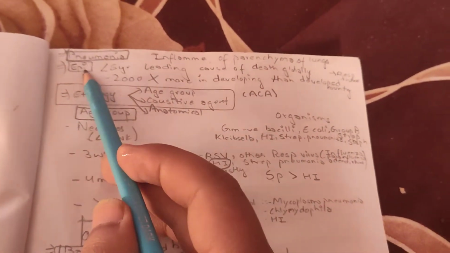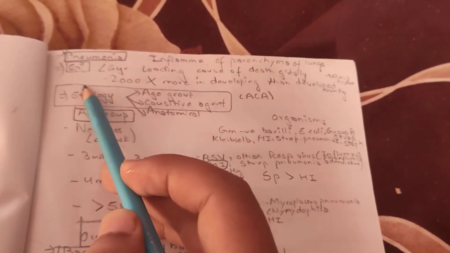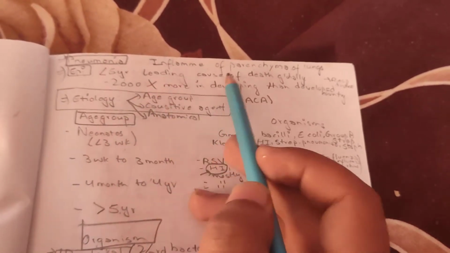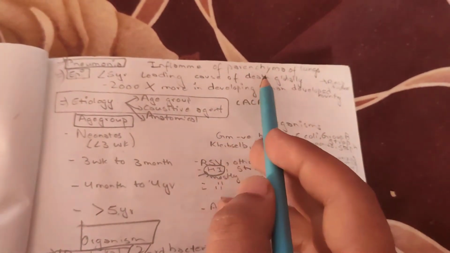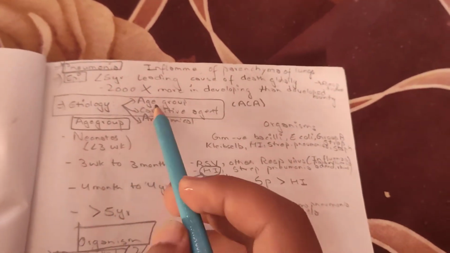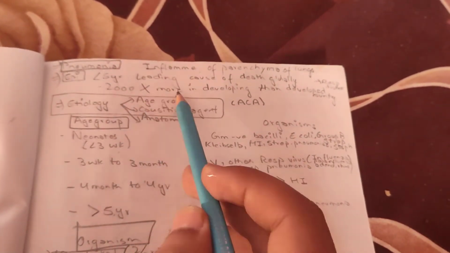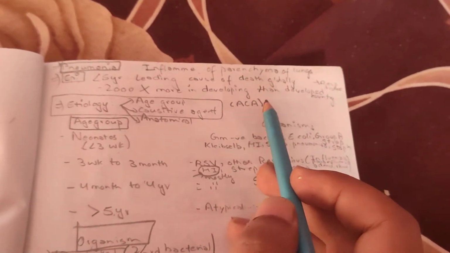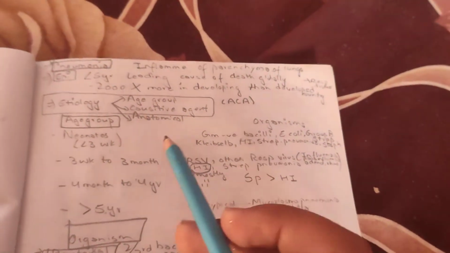Now, epidemiology. Why is the disease pneumonia important? Because it is the leading cause of death globally in children under 5 years of age, and it is 2,000 times more common in developing countries than developed countries. As we are from a developing country, it is more important.